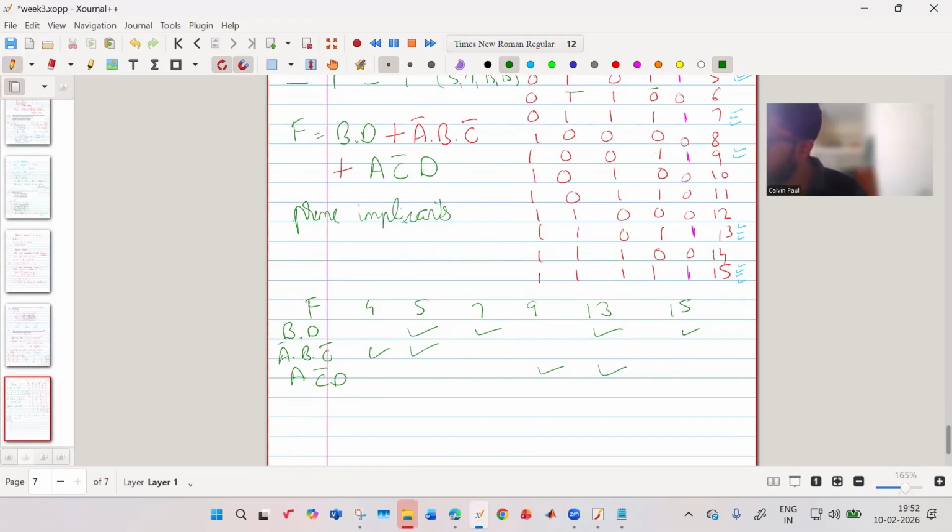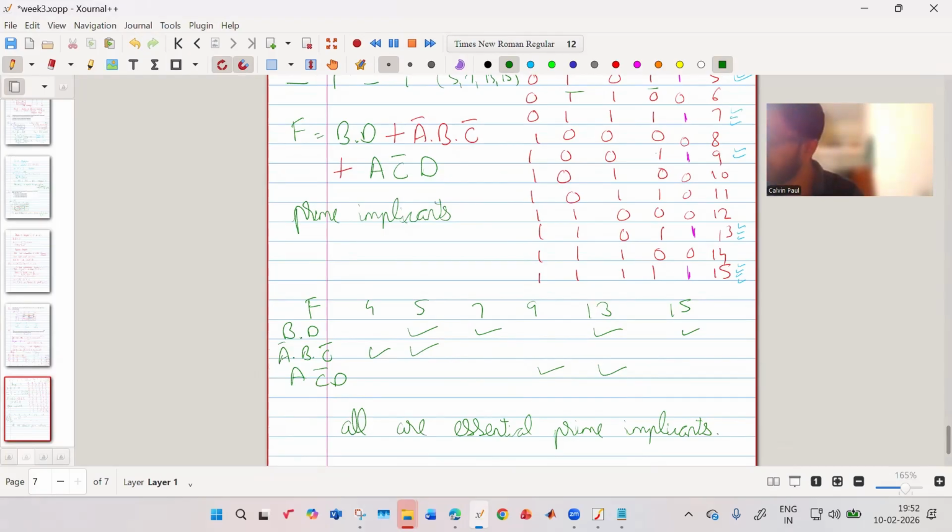So in this case, all are essential prime implicants for this case, because without any of them, you will not get the correct output.